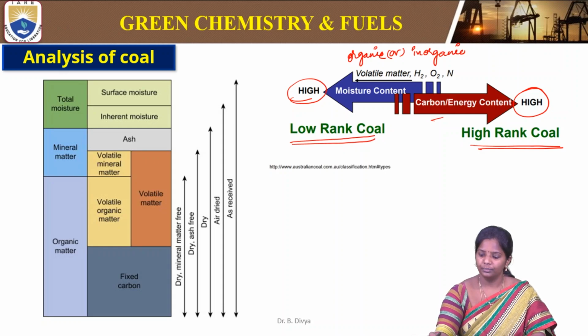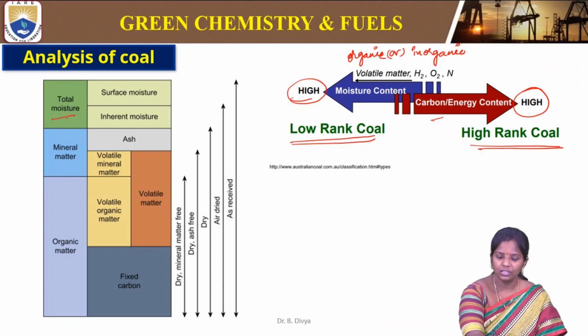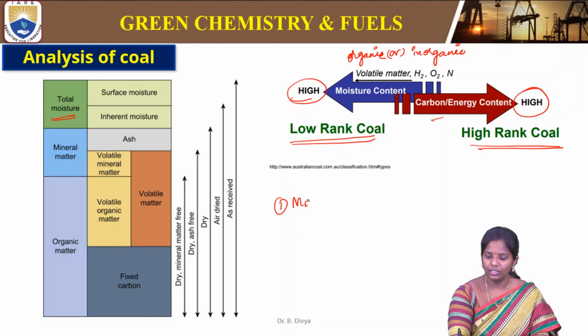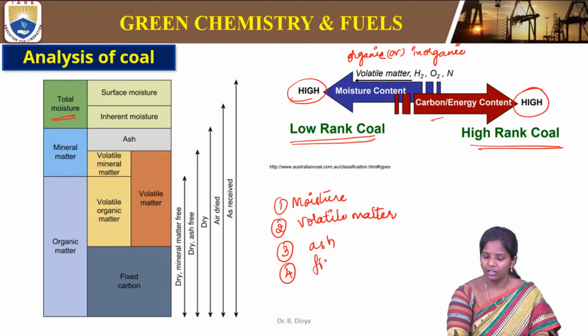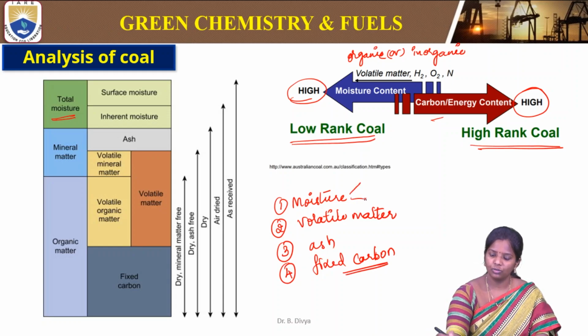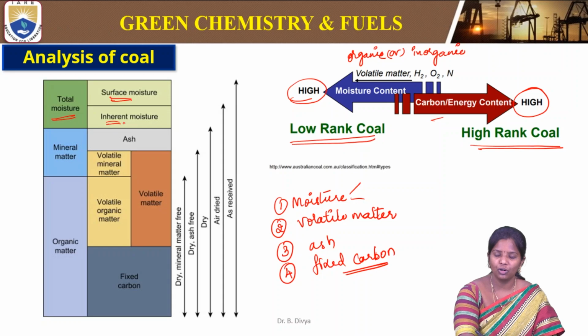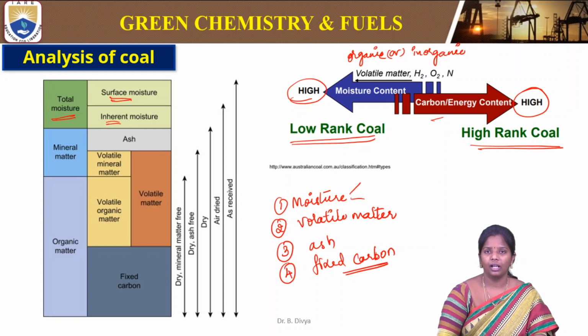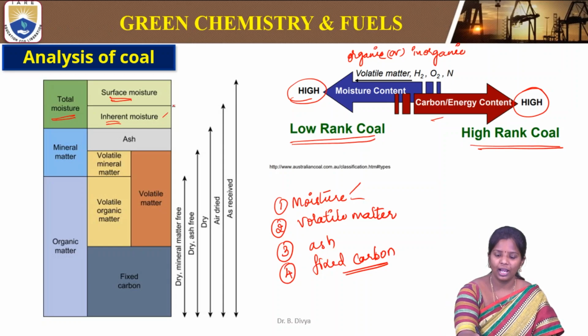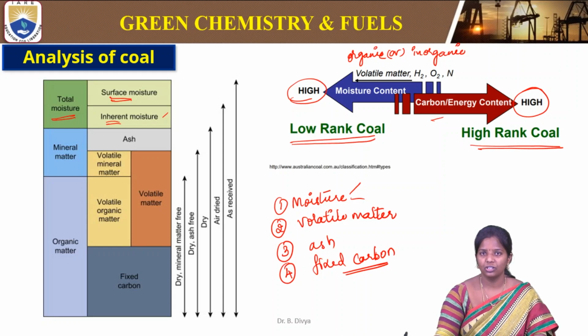For any coal that is being mined, consider the total moisture that is present. We have seen that in the proximate analysis, first is the moisture, second is the volatile matter, third is the ash, and fourth is the fixed carbon. These are the four tests we do in the proximate analysis. Moisture is of two types: surface moisture, which is the moisture adherent on the surface of the coal, and inherent moisture, which is within the coal, inside the complete matter. So these are the moistures present in a coal.